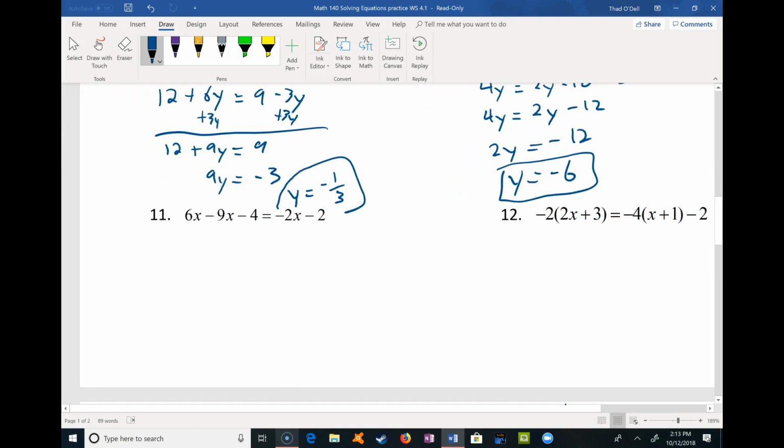Again, just do a little bit of simplifying. 6x minus 9x is negative 3x minus 4. And that's negative 2x minus 2. Add 2x to both sides, and I get negative x minus 4 is equal to negative 2. Add 4 to both sides, I get negative x is equal to positive 2. And of course, I want to know what x is, not negative x. So I just multiply both sides by negative 1, and I get x equals negative 2.